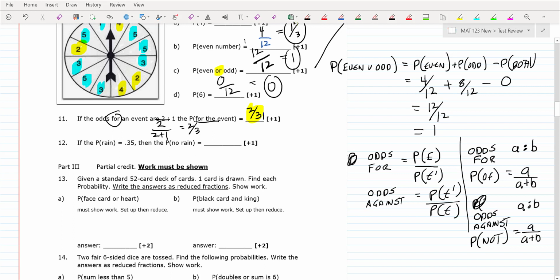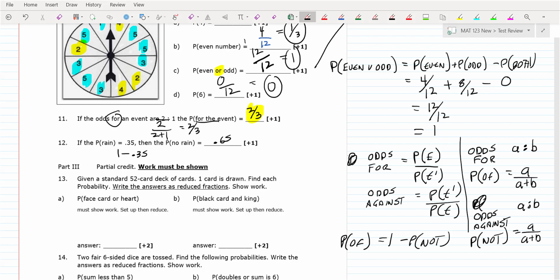So another thing that we learned was this. I mean, this is a formula you could write down, but you don't have to. The probability of something happening is always 1 minus the probability of it not happening. So that would just be 1 minus 0.35, which is 0.65. That's just a basic thing about probability that you want to know. Okay?